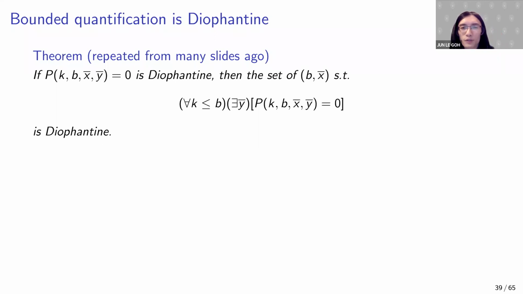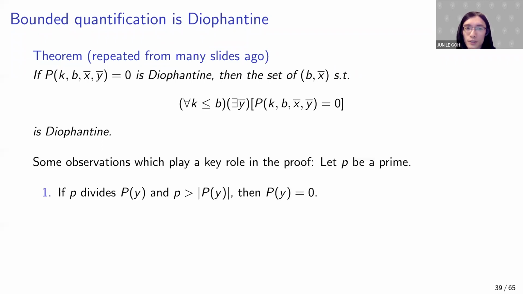Okay, so how do we prove this? The functions that we just showed are Diophantine are going to be useful. And I'm again going to skip many of the details, but I want to talk about some of the tricks that help us do this.